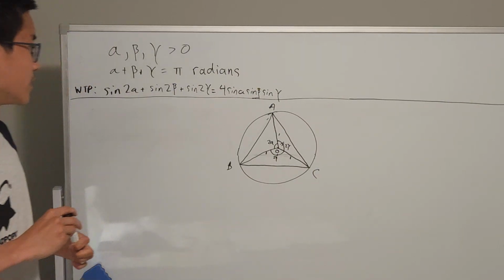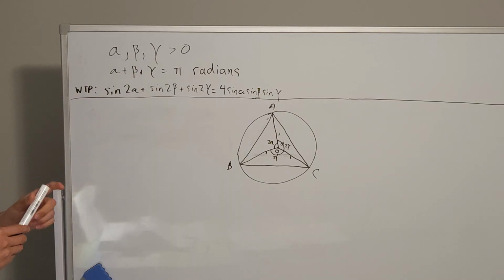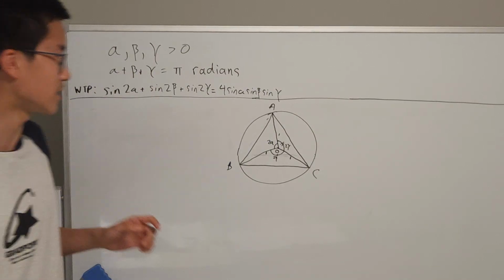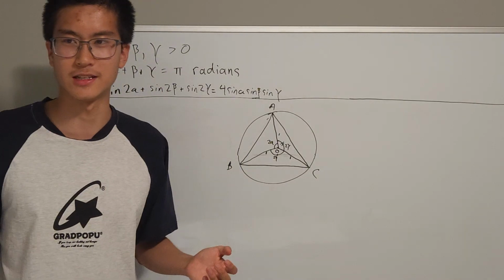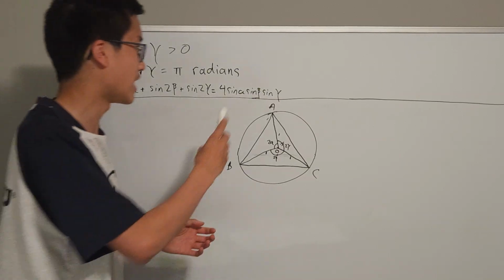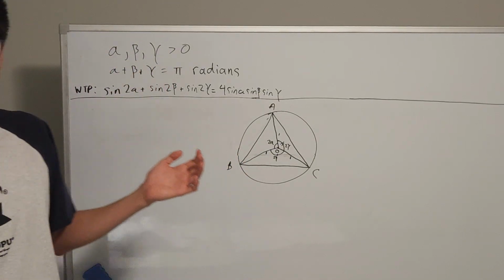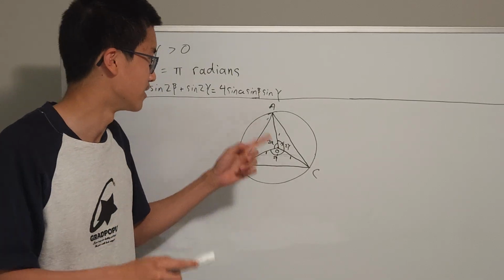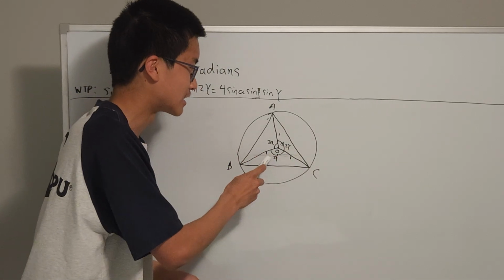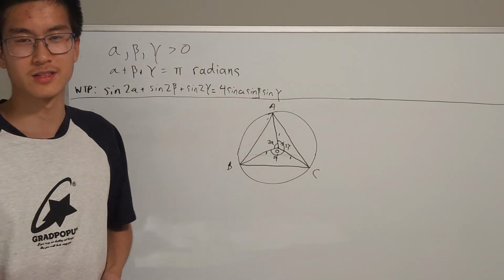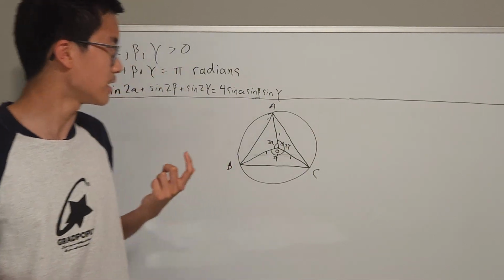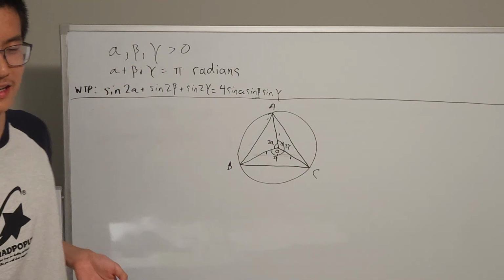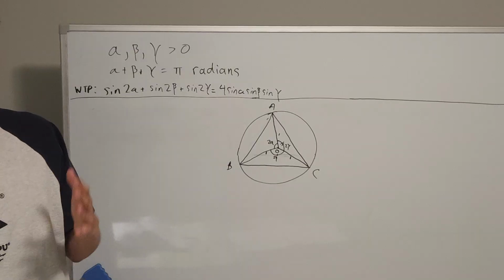But here, one thing we might think of is calculating the area of the triangle. So we might find two different ways to calculate the area of triangle ABC. And it is clear that we have two ways, first of all. First we can calculate the area of this triangle plus the area of this triangle plus the area of this triangle. This will give us the area of triangle ABC. And another way we can do this is just calculate the area of triangle ABC directly.